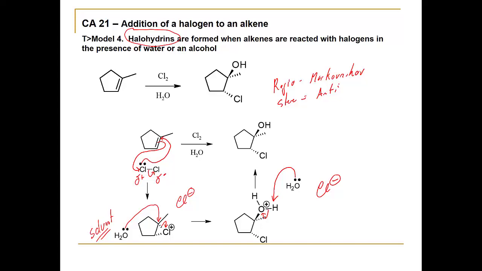So if your solvent is water, or if your solvent is an alcohol, you will get, instead of adding a second halogen atom, you will be adding either OH or O carbon chain. In other words, you'll form the ether bond. But it's the same general mechanism, and it's the same properties in terms of being Markovnikov and the anti-stereochemistry.